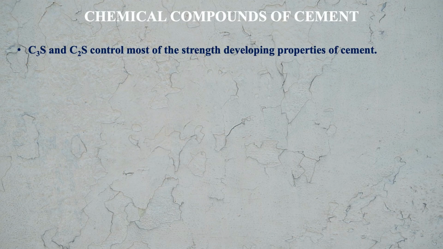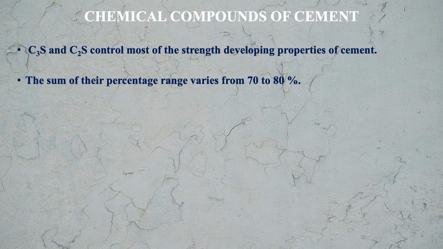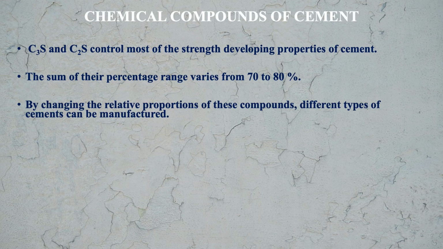C3S and C2S control most of the strength developing properties of the cement. The sum of their percentage range varies from 70 to 80%. It means these two compounds combined make up 70 to 80% of the cement. By changing the relative proportions of these compounds, different types of cements can be manufactured. Now let us see the chemical composition of important cements.